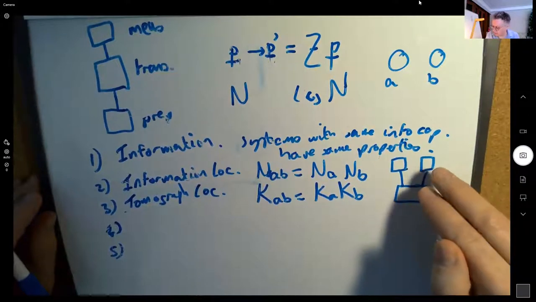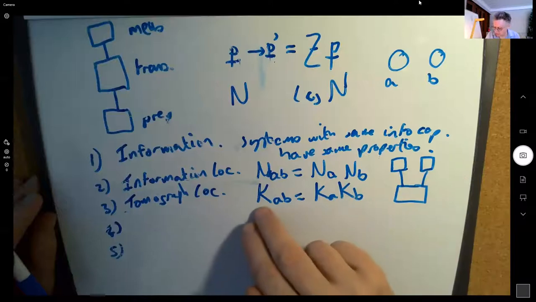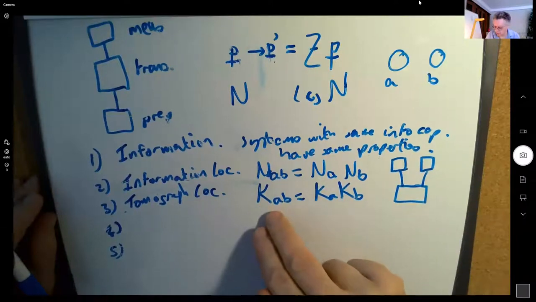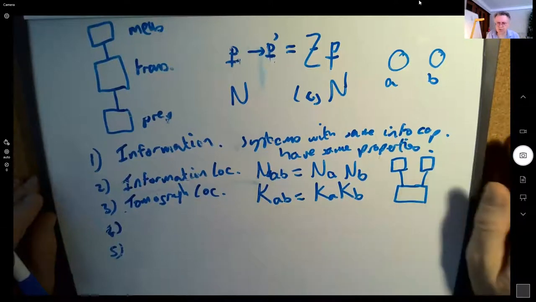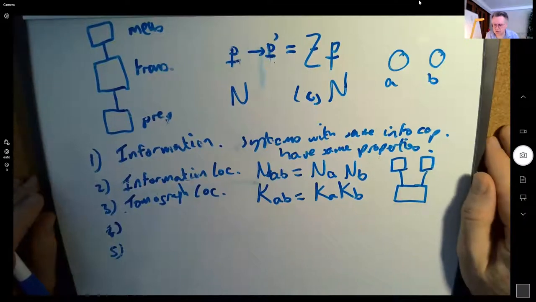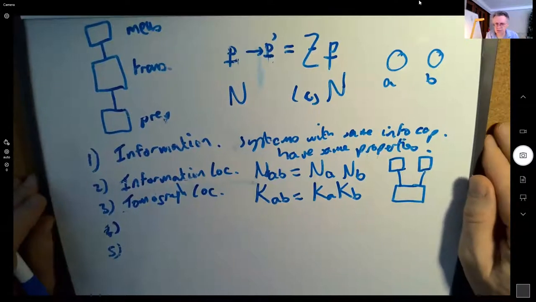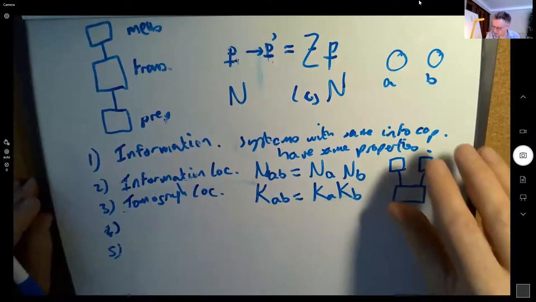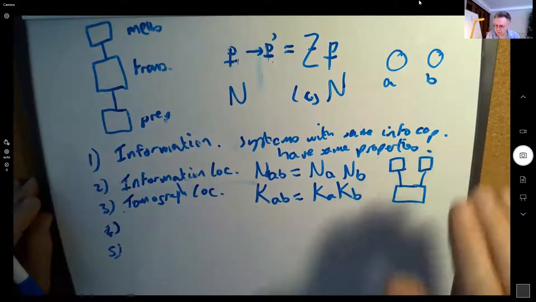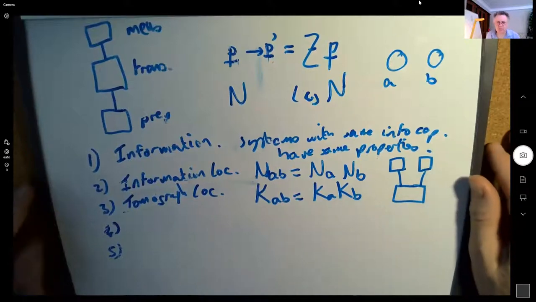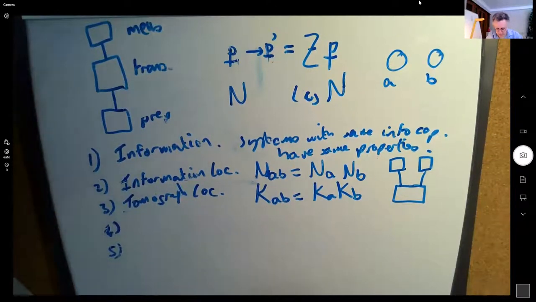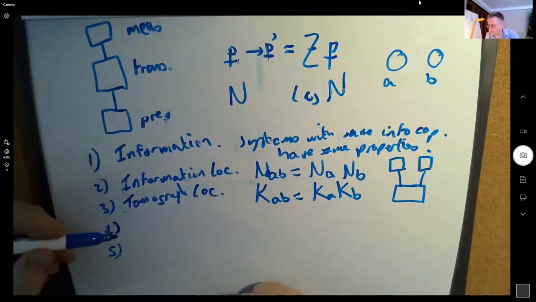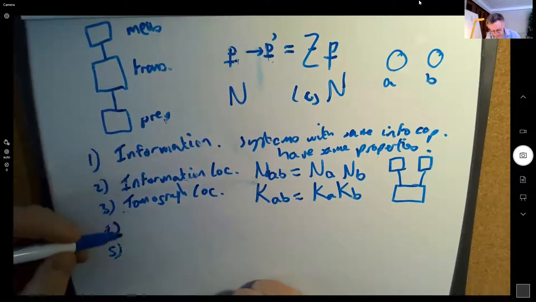And that assumption is equivalent to the assumption that K of the composite is equal to the product of the K for each of the separate systems. And again, this is something which is true in quantum theory by virtue of the fact that we use complex numbers. Okay.